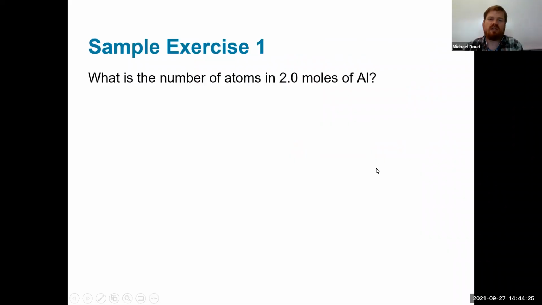Okay, so why don't you go ahead and give it a try now. What is the number of atoms that are in 2.0 moles of aluminum? Go ahead, pause the video here, and when you come back, we'll look through the answers. Go ahead, give it a pause.